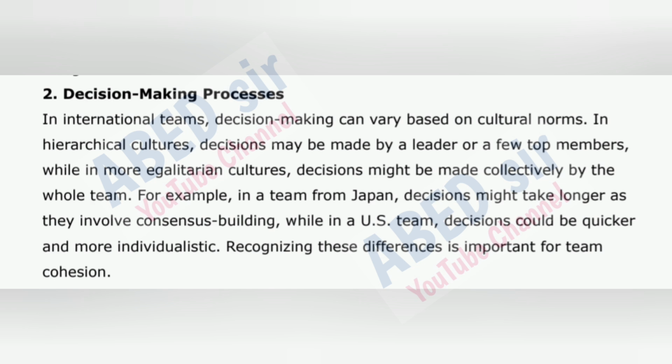2. Decision-making processes. In international teams, decision-making can vary based on cultural norms. In hierarchical cultures, decisions may be made by a leader or a few top members, while in more egalitarian cultures, decisions might be made collectively by the whole team. For example, in a team from Japan, decisions might take longer as they involve consensus building, while in a US team, decisions could be quicker and more individualistic. Recognizing these differences is important for team cohesion.